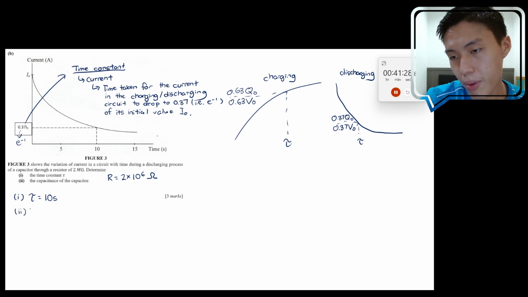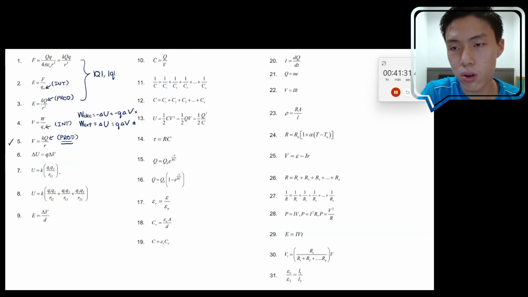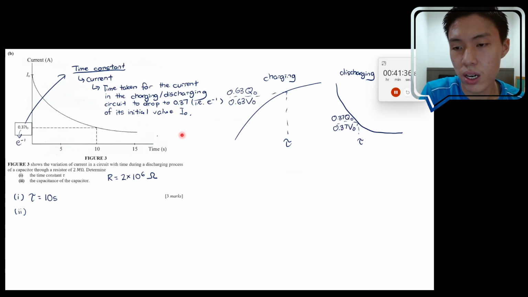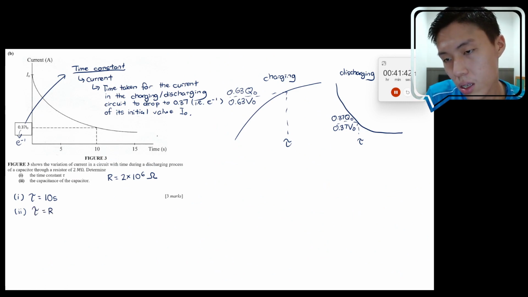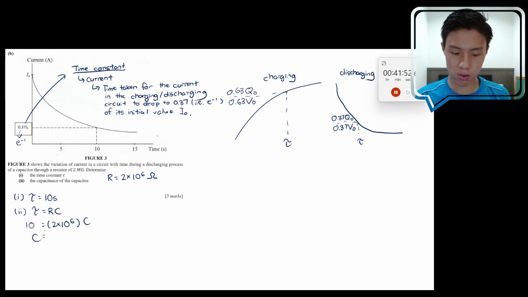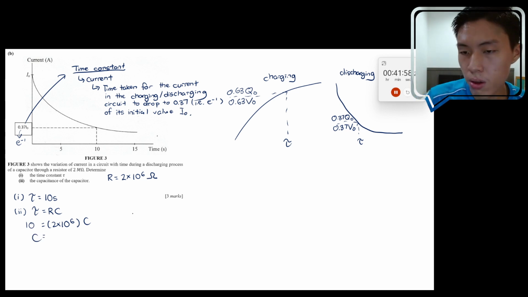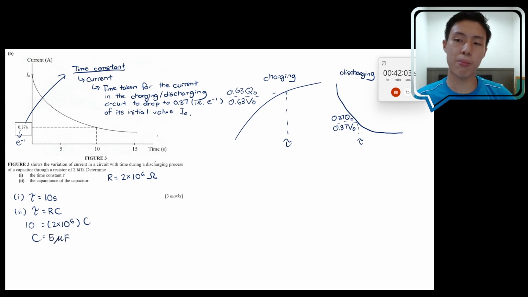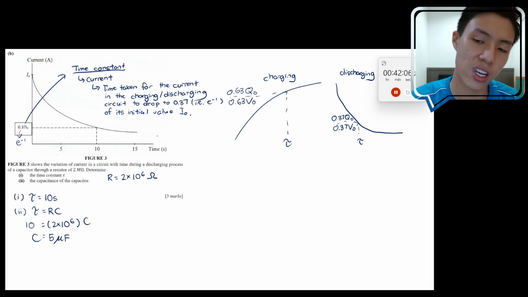Second question, they ask for the capacitance. We know that time constant can be related to the capacitance through tau equals RC. R will be 2 times 10 to the power of 6, tau will be 10 seconds. So from here, you can find your capacitance to be 5 times 10 to the power of negative 6, so that's 5 microfarad. So that's the capacitance of the capacitor in this discharging circuit.